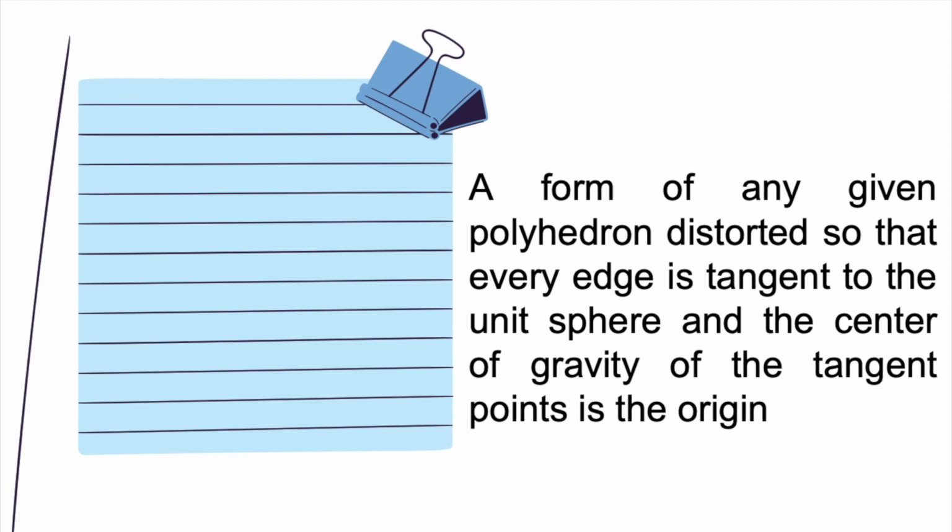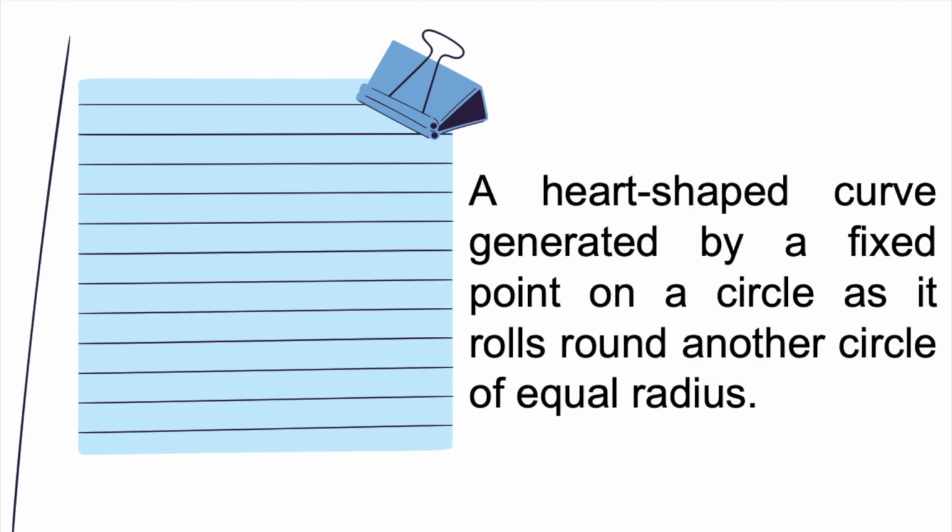A form of any given polyhedron distorted so that every edge is tangent to the unit sphere and the center of gravity of tangent points is the origin. Canonical form. A heart-shaped curve generated by a fixed point on a circle as it rolls round another circle of equal radius. Cardioid.